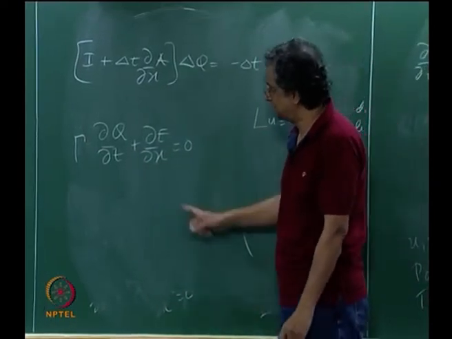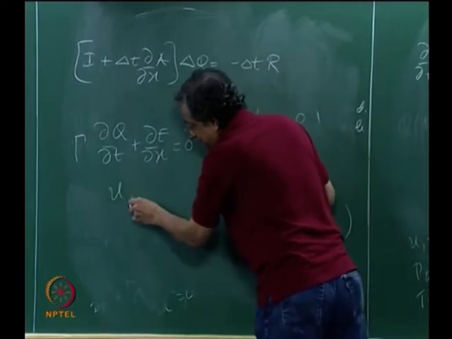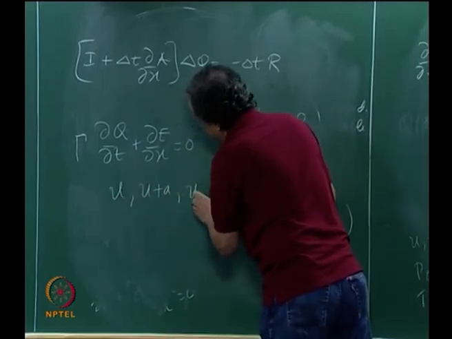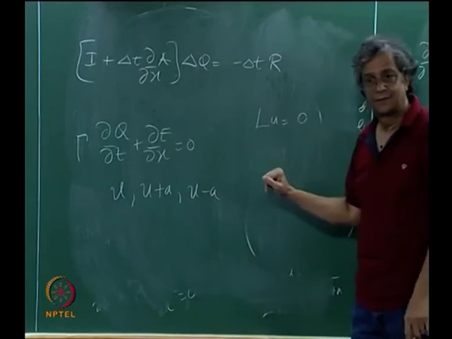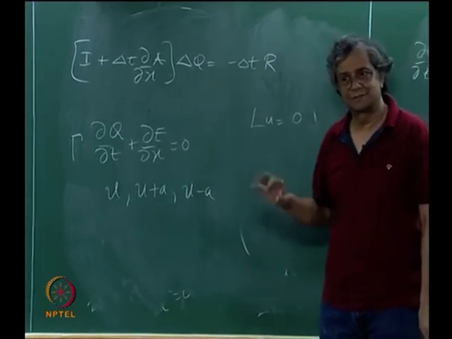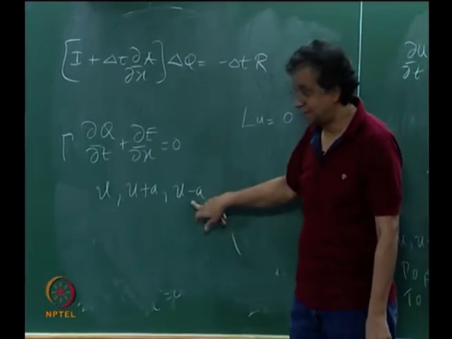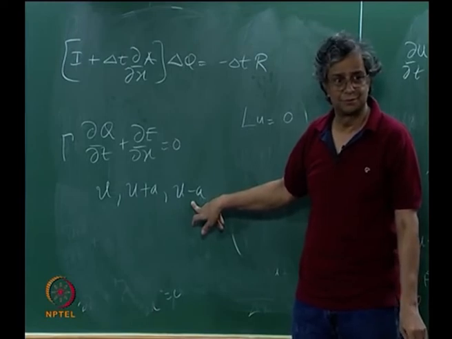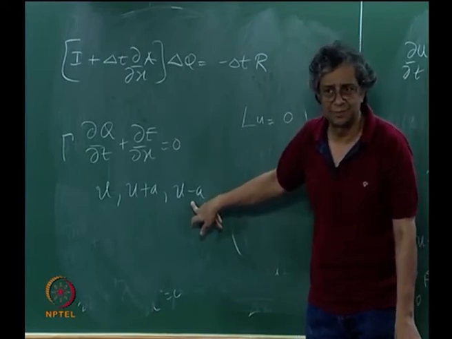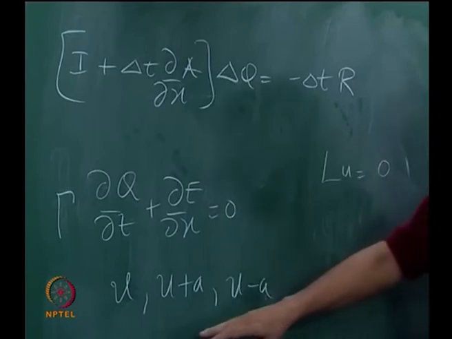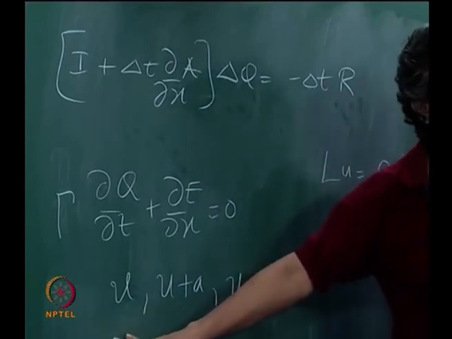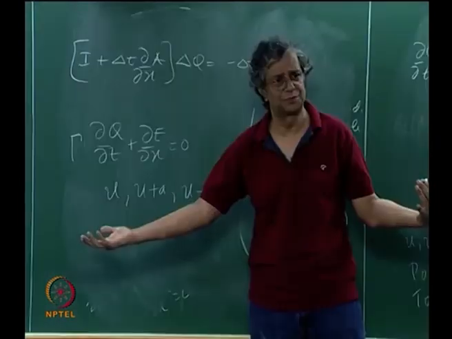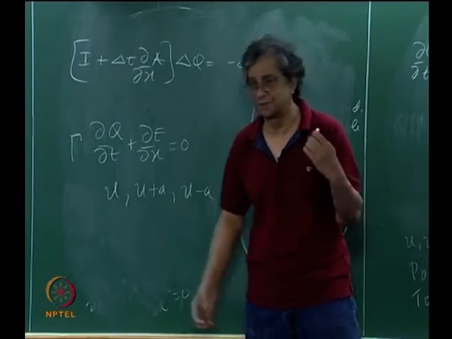I do that because the eigenvalues happen to be u plus a and u minus a, and the problem gets difficult when either u minus a is close to 0, which means you are going at near transonic speeds, or u itself is 0. The problem becomes extremely stiff, the eigenvalues become very disparate, the propagation speeds become very disparate.